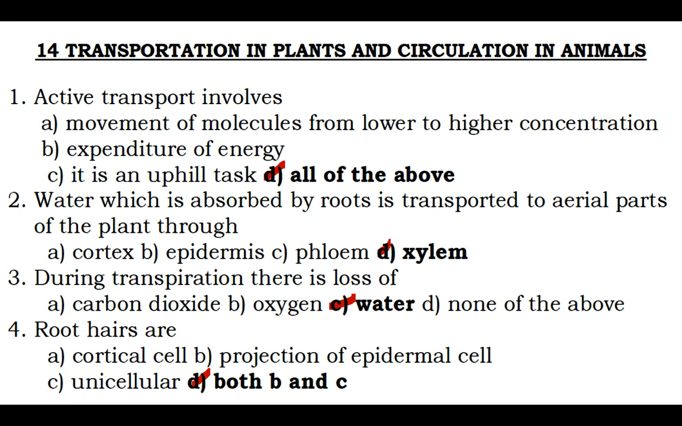So all the above. Question number 2. Water which is absorbed by roots is transported to aerial parts of the plant through? Option D, xylem. Question number 3. During transpiration, there is loss of? Option C, water. Question number 4.